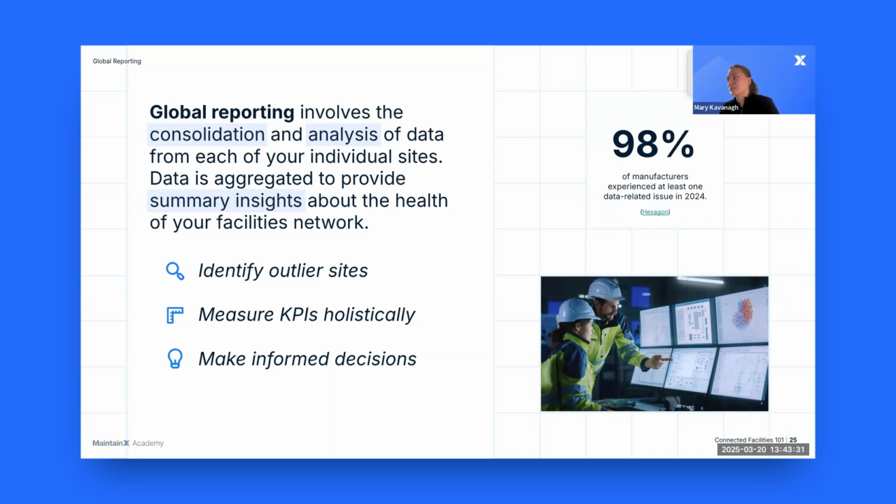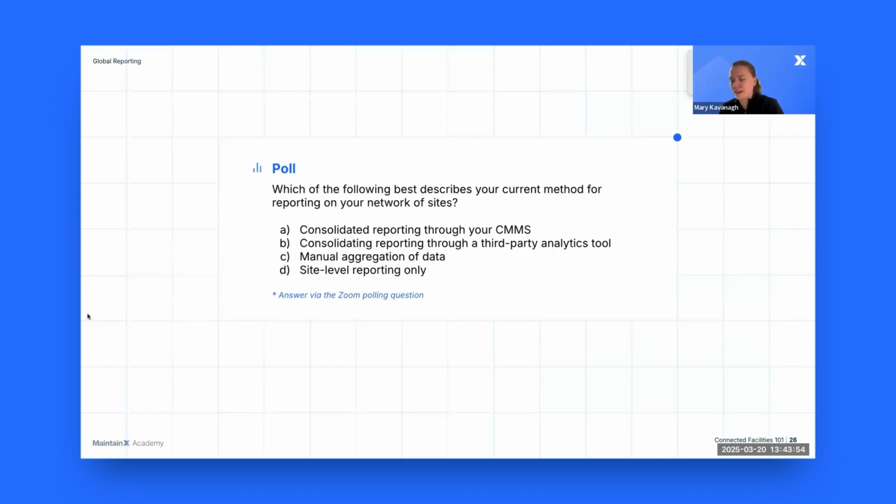98% of manufacturers experienced at least one data-related issue in 2024. I wish we all had cameras here so we could put our hands up if that was the case, but I'm pretty sure everyone experienced at least one data issue in 2024, right? So the more that we can automate and aggregate of our reporting without the need for manual intervention, the more reliable our data is, and the better decisions we can make off it. Big fan of data. Big fans.